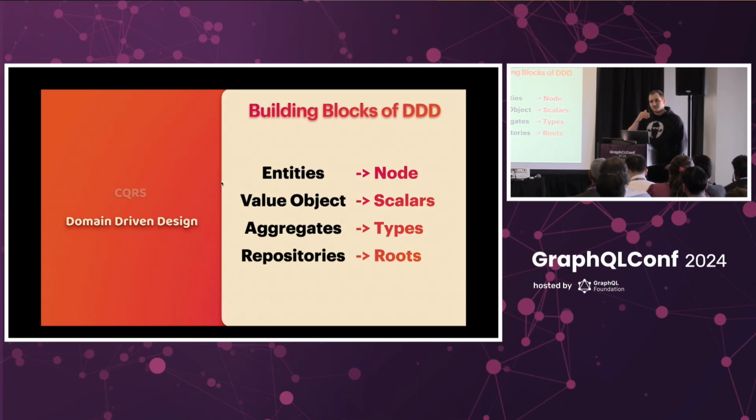These building blocks map really well to GraphQL as well. For example, an entity, like order, is a node. And a value object is a scalar. And the aggregates are the types in your system. And the repositories are your root fields.